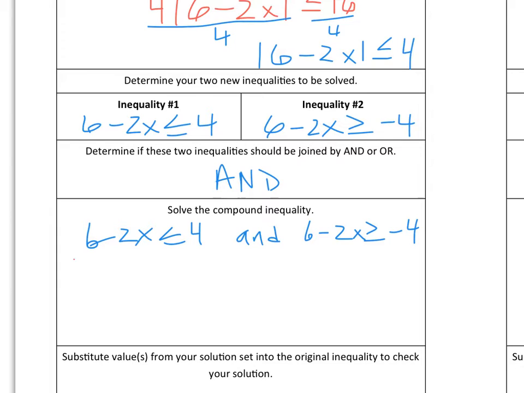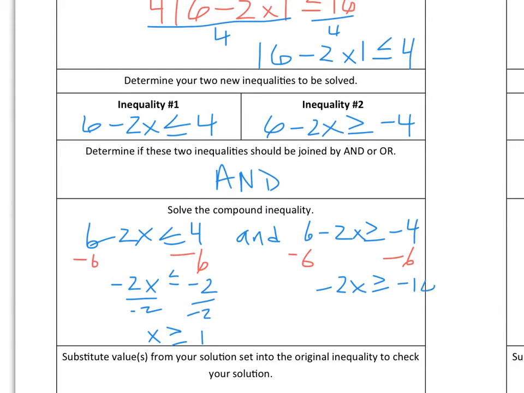So be careful on this one. When we have that constant first, you need to subtract first. So negative 2x is less than or equal to negative 2. Divide by negative 2. So I get x is, flip your inequality because you divided by a negative, greater than or equal to negative 1. And make sure you're minusing 6. Negative 2x is greater than or equal to negative 10. Divide by negative 2. So x is less than or equal to 5.